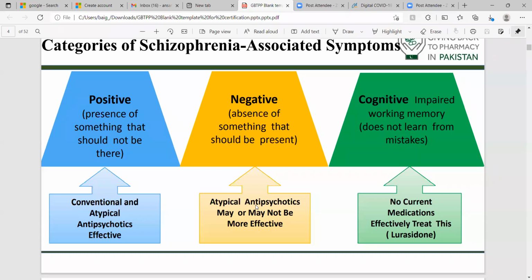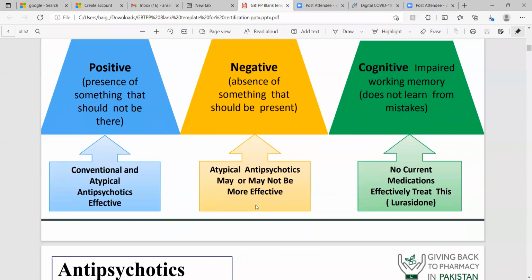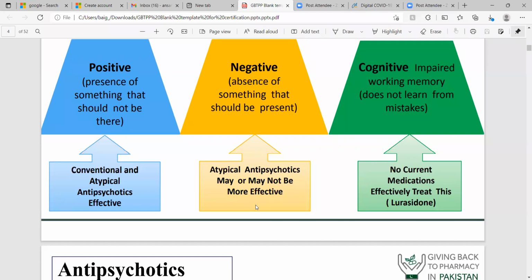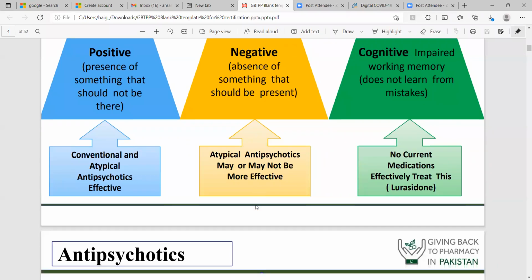Positive means something is there that is not supposed to be there. Negative means that something has to be present, but is not present, like alogia. Alogia is dysfunction of speaking. Anhedonia means reduced ability to experience pleasure. Under positive symptoms, hallucination means perception of something that is not there. Delusion means false belief. Cognitive impairment means problems with working memory and not learning from mistakes.